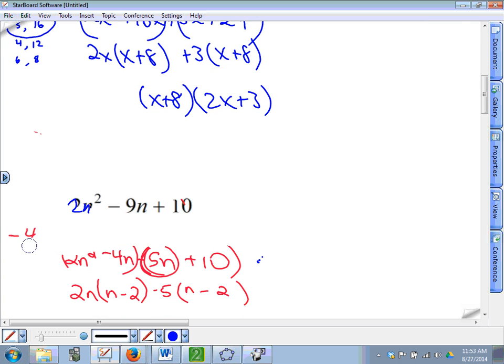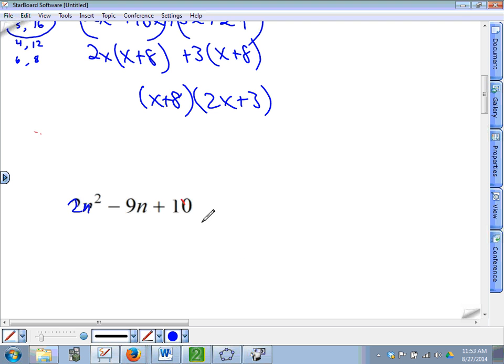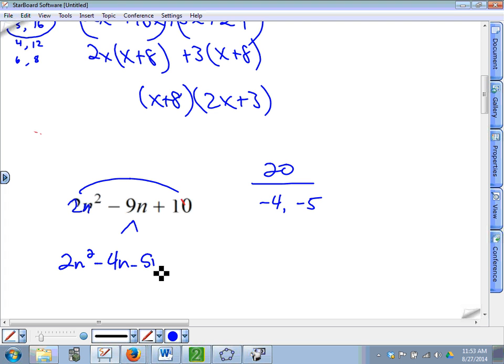So 2 times 10 is 20. We need two factors of 20 that can add to negative 9. That's got to be negative 4 and negative 5. So you split that middle term into the sum of these two numbers. So it's 2n squared minus 4n minus 5n plus 10. Group the first two, and then group the last two.